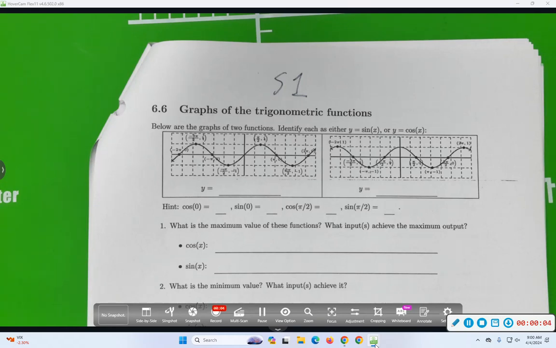This review for the midterm. That's way too many copies, but that's okay.